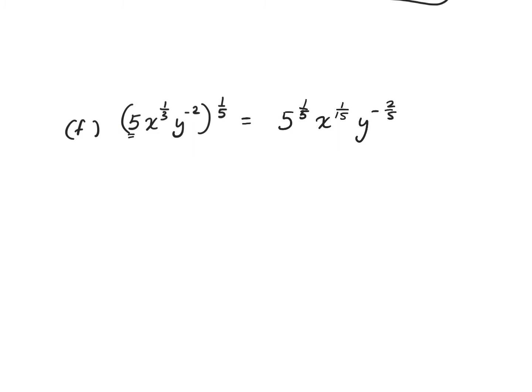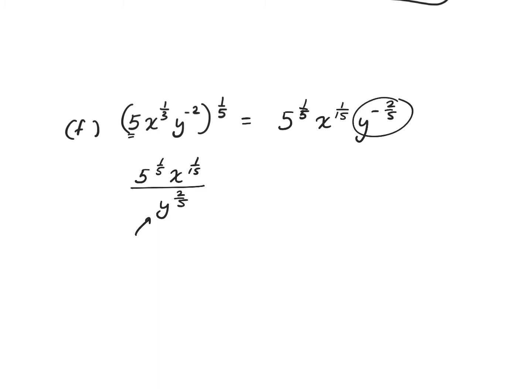Okay, so now we have a couple issues here. The issue is that this is a negative exponent. So first things first, let's change it to positive by taking its reciprocal. So I get 5 to the 1/5 x to the 1/15 divided by y to the 2/5. Now again, this bottom thing presents an issue, because when I take the reciprocal of that negative exponent, it puts a rational expression in the denominator.